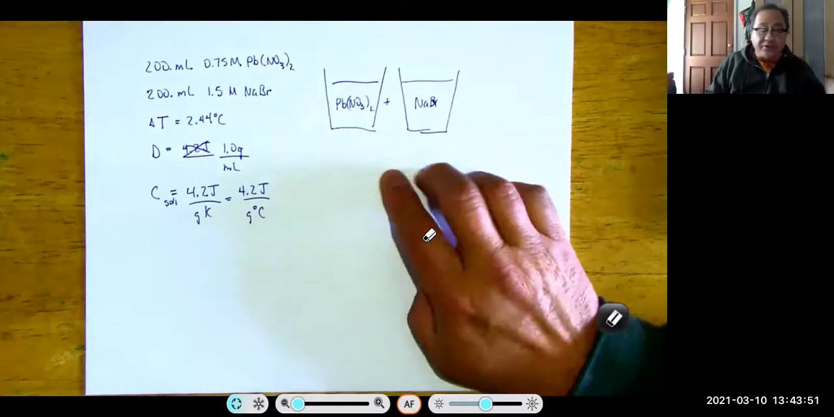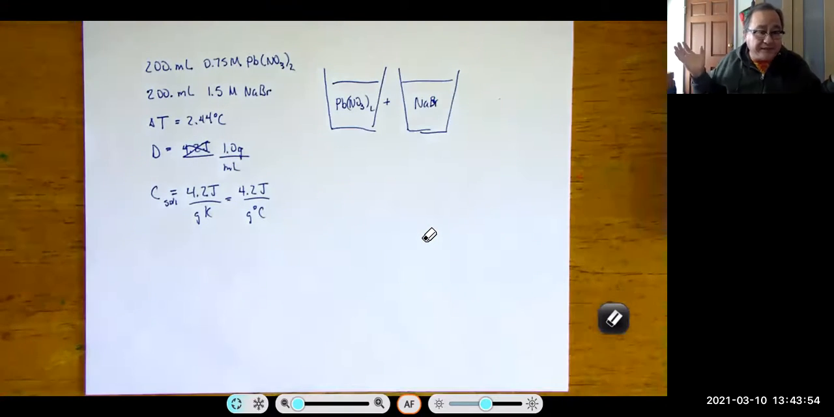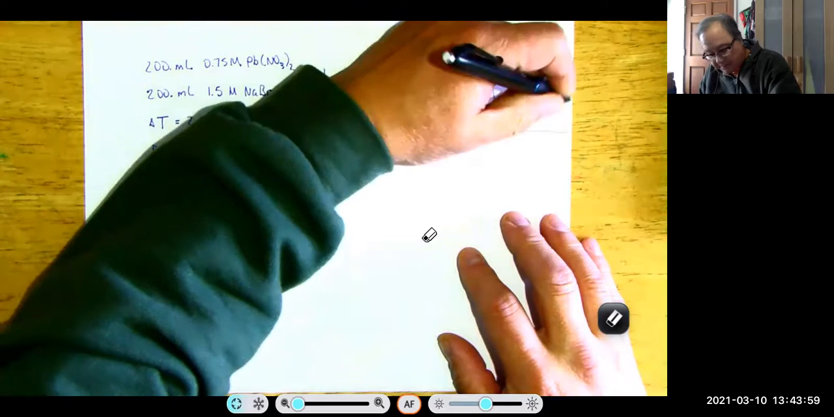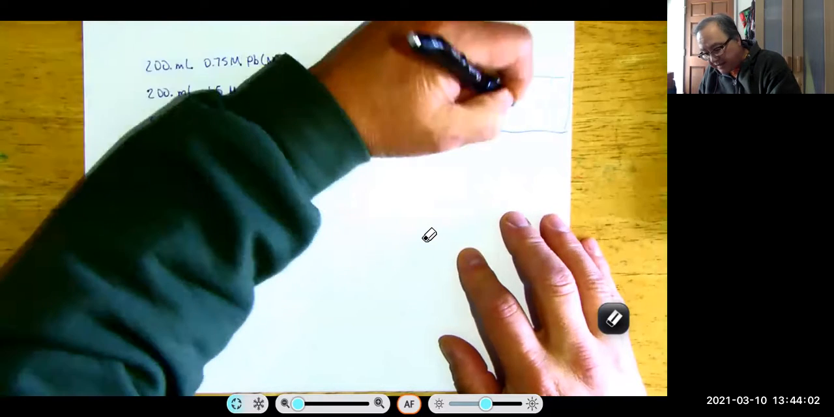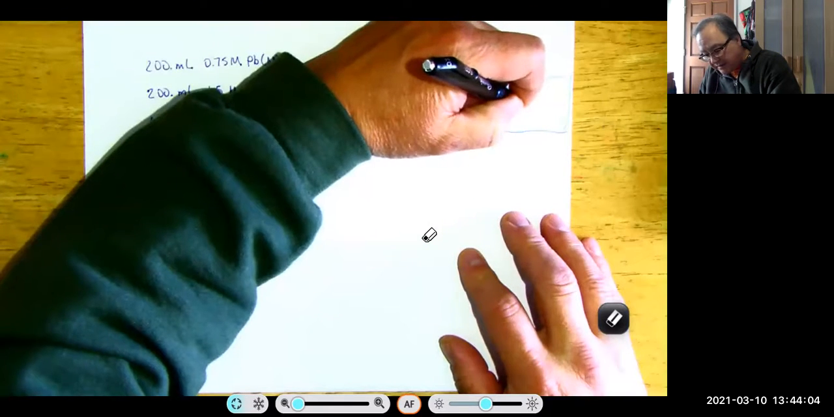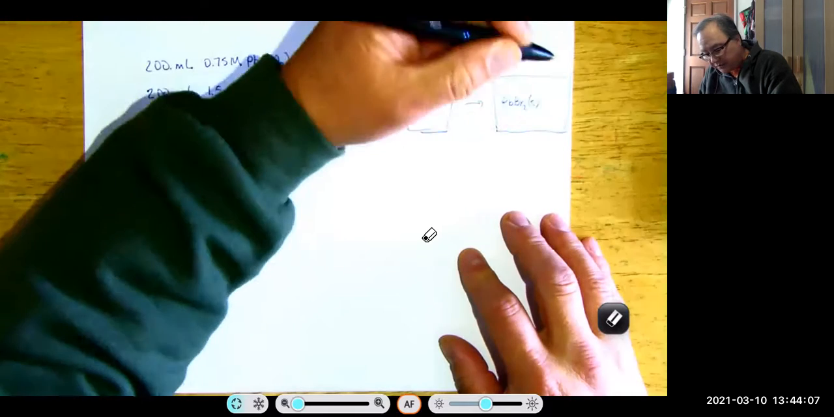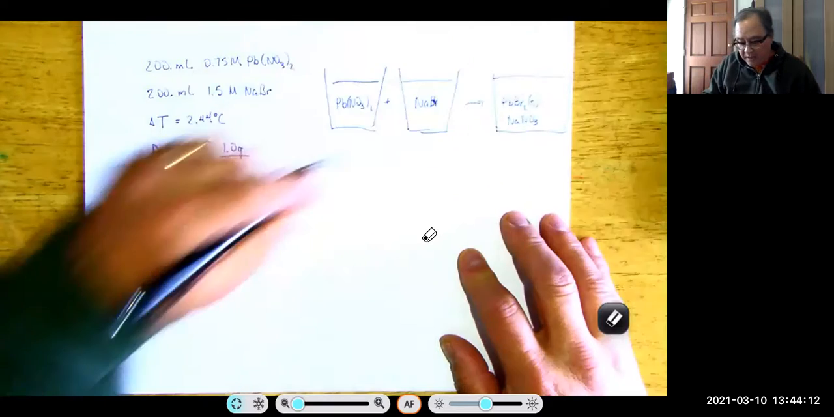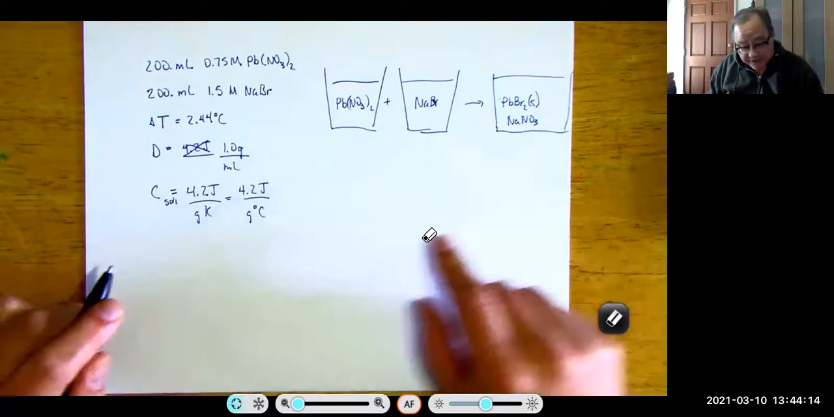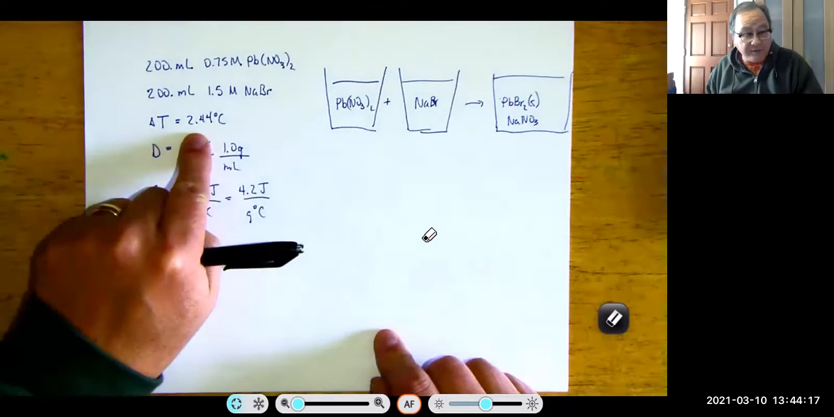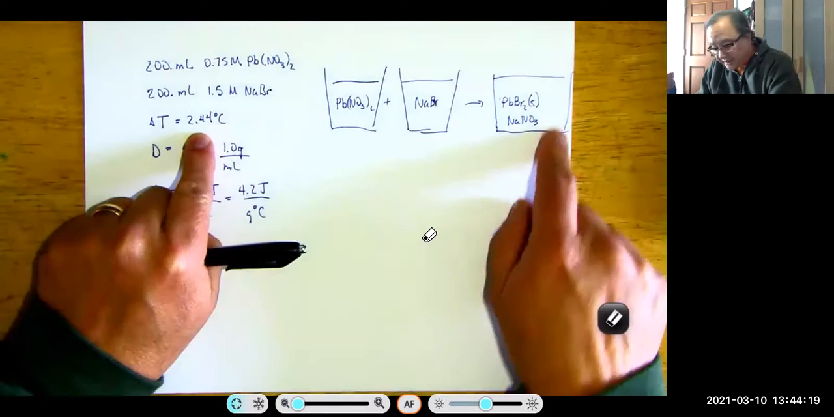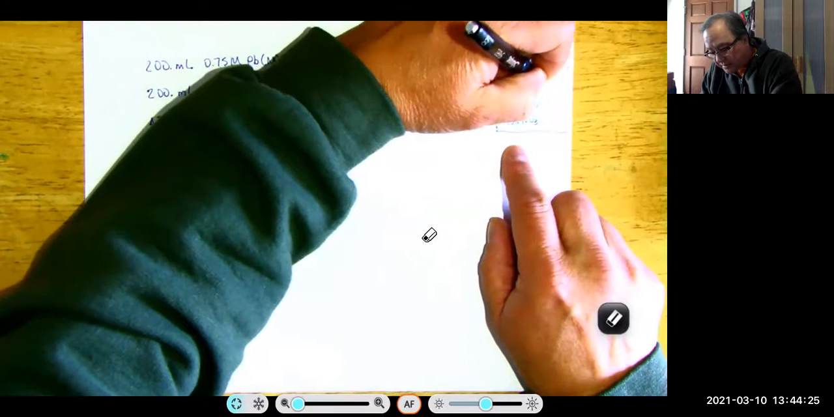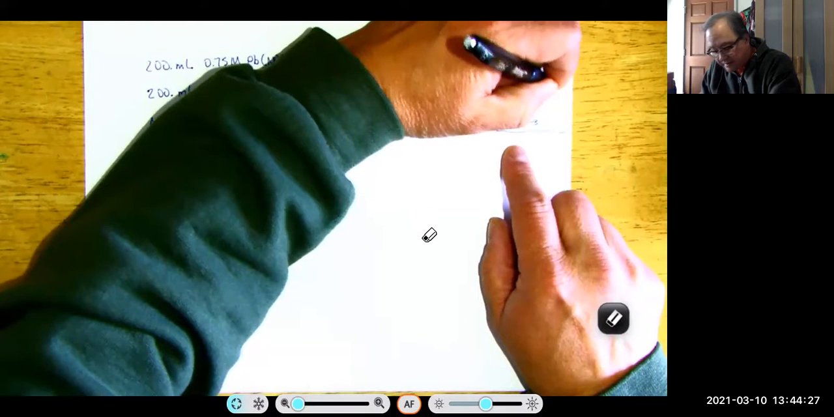And they don't tell us what the initial temperature is. I don't know what it is. When you mix these together, so I need a bigger cup here, we get lead bromide solid, plus we have sodium nitrate. Now, here's one thing we do know is that the change in temp was 2.44. So basically they're telling us this is 2.44 degrees Celsius greater than these.